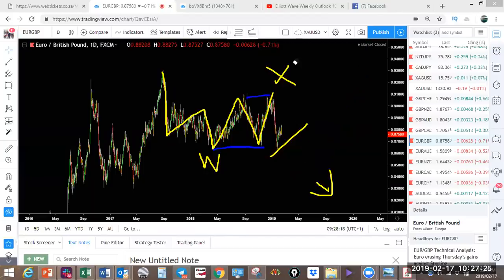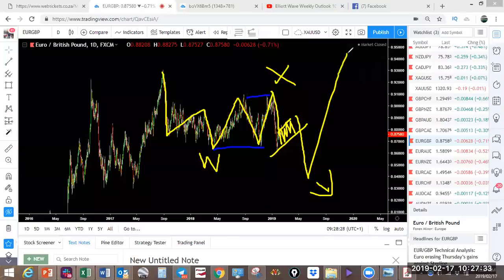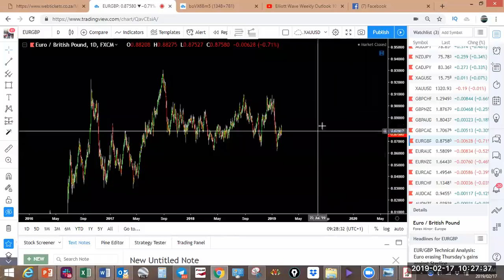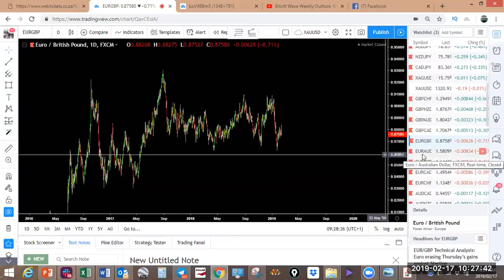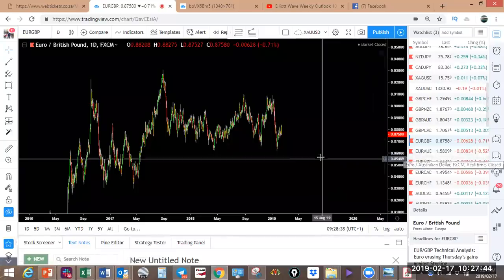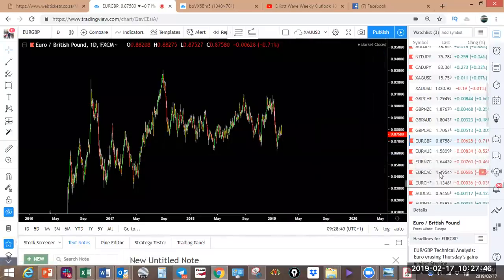So the interesting thing that we're waiting for is to see what's going to happen with this structure. If we get a proper corrective structure here, we're selling it to the downside and then upside. Okay. All right, that is Euro Pound. Watch this structure complete there.